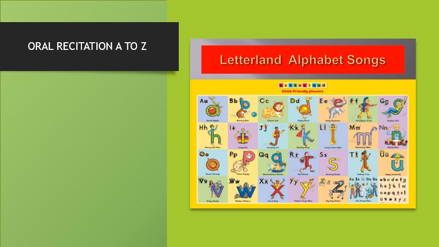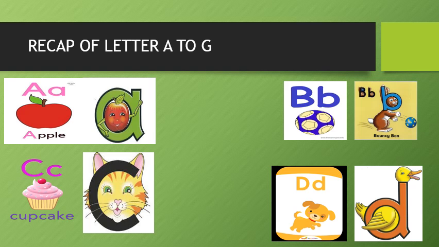Now children, we are going to do a recap of letters A to Z very quickly. Can you see this first flashcard? Can you tell which letter this is? This is letter A. And what does letter A say? Letter A says ah. And who is the friend of letter A? The friend of letter A is Annie Apple.